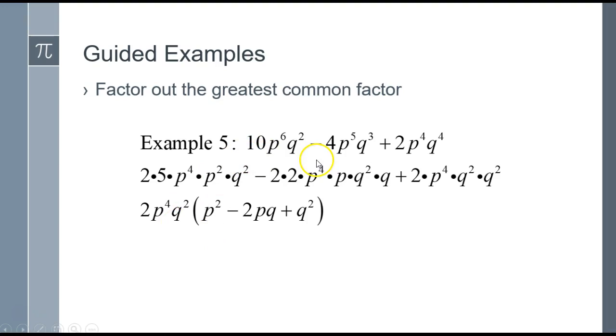To get what's left inside, you take each of your original terms and divide by the common factor, and you're left with p squared minus 2pq plus q squared.